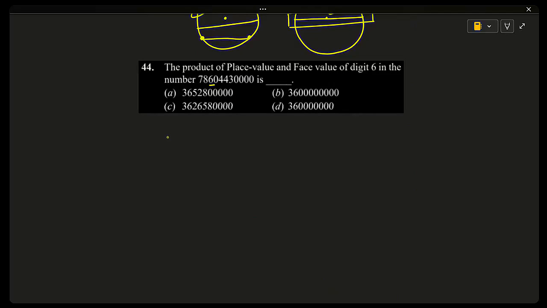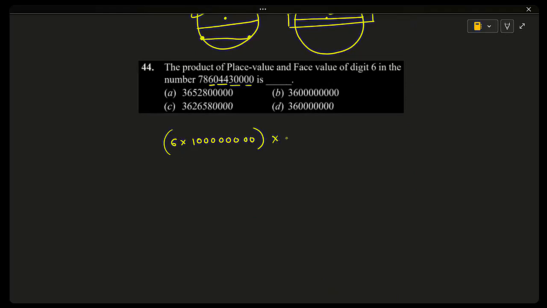What do you mean by place value? The digit we have to multiply by the place. 6 is in which place? 1 followed by how many zeros? 3, 3, 2. Total 8. So 1, 2, 3, 4, 5, 6, 7, 8. This is place value.